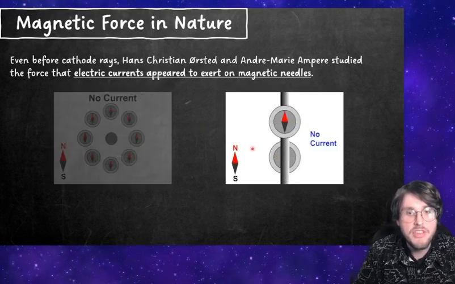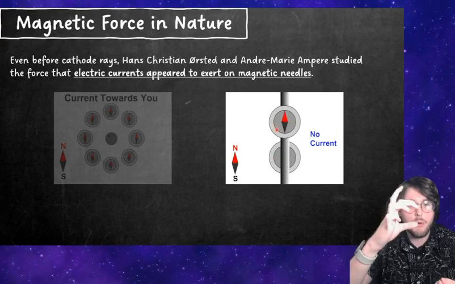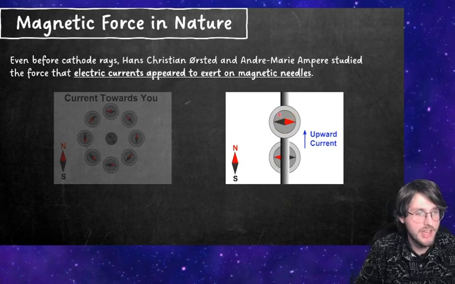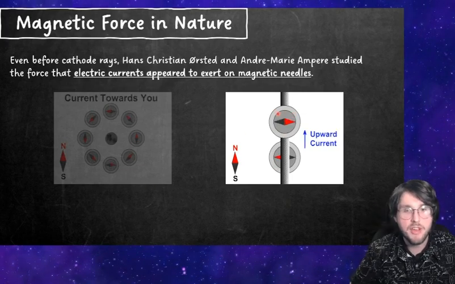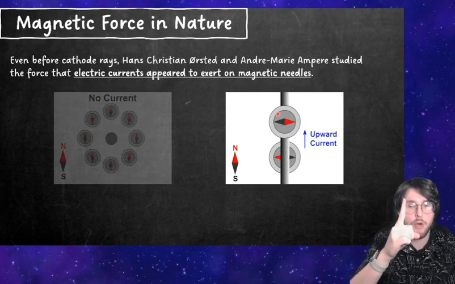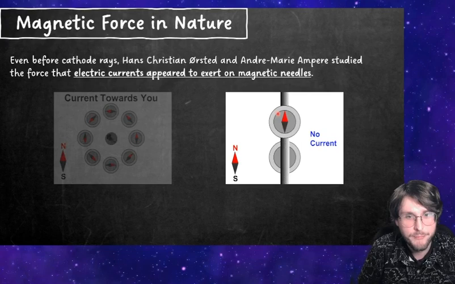If instead we had a wire oriented like this, and you placed a compass on top of that wire, then when a current was directed upwards, in this case, it would be observed that the compass would deflect from left to right. So an upward current would produce a rightward magnetic force on the compass.